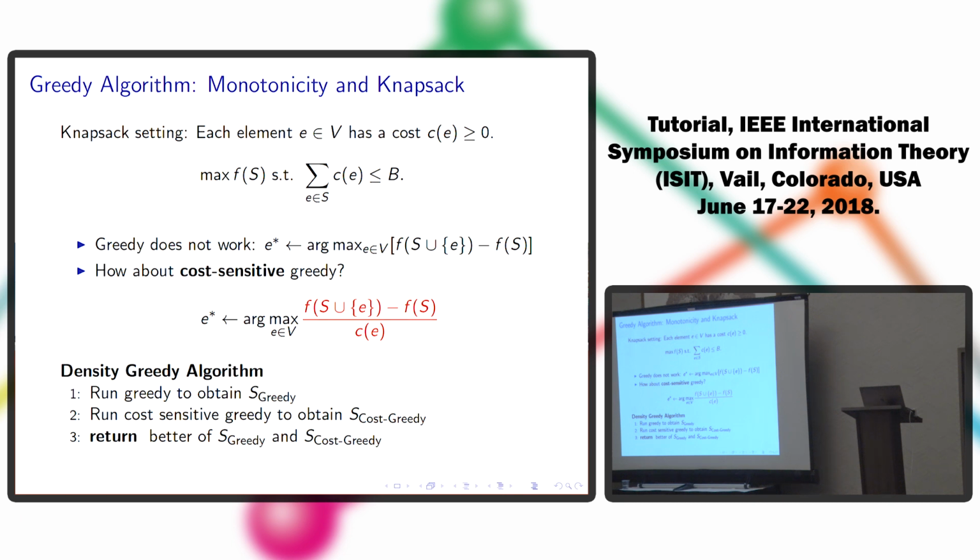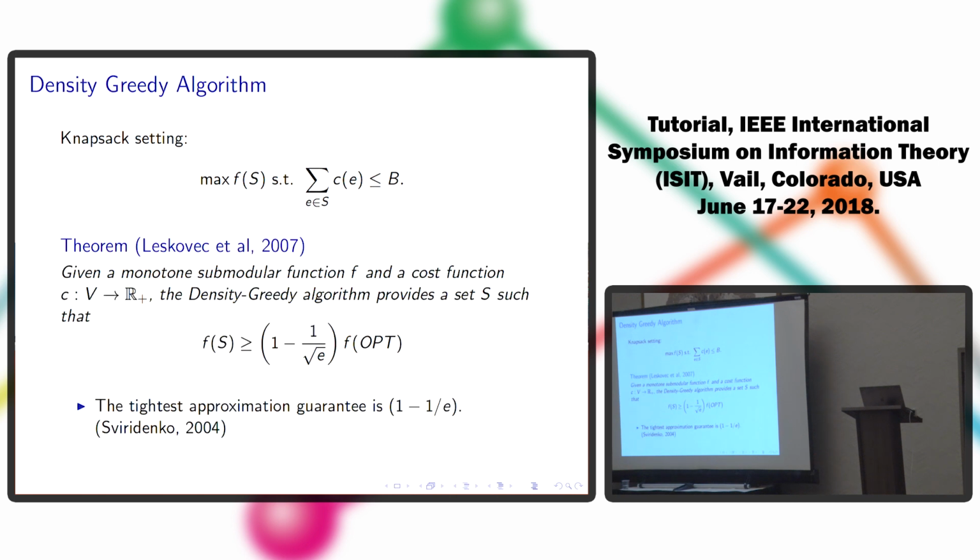But here is a very interesting thing. If you combine the two algorithms, run once the usual greedy, run once this cost-sensitive greedy, and return the better, it gives a constant factor approximation, which is going to be 1 minus 1 over e, or rather 1 over square root of e, of the opt. It's not the best approximation guarantee. The best approximation guarantee is 1 minus 1 over e, but the algorithm is much more complicated, and the running time is basically n to the 5. We know there are polynomial time algorithms that do better, but this is a very simple deterministic one.